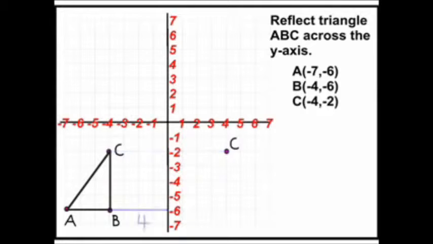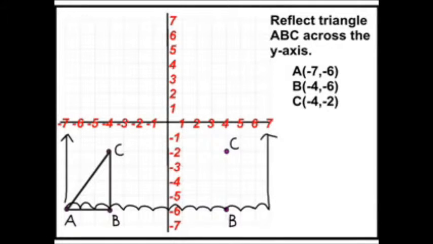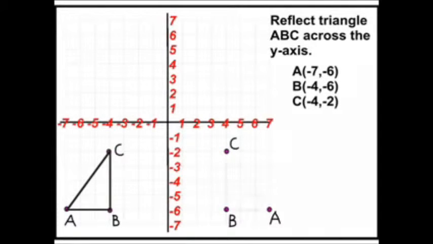Point B is located 4 units to the left of the y-axis as well. So make sure to do the opposite and move it 4 units to the right of the y-axis. Take a look at point A. Point A is located 7 units to the left of the y-axis. So let's simply move it 7 units to the right of the y-axis. And we have found the 3 new locations of points A, B, and C to reflect it across the y-axis.